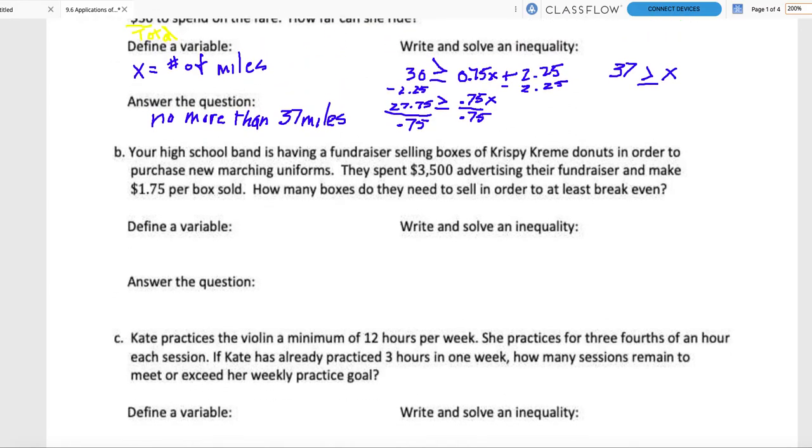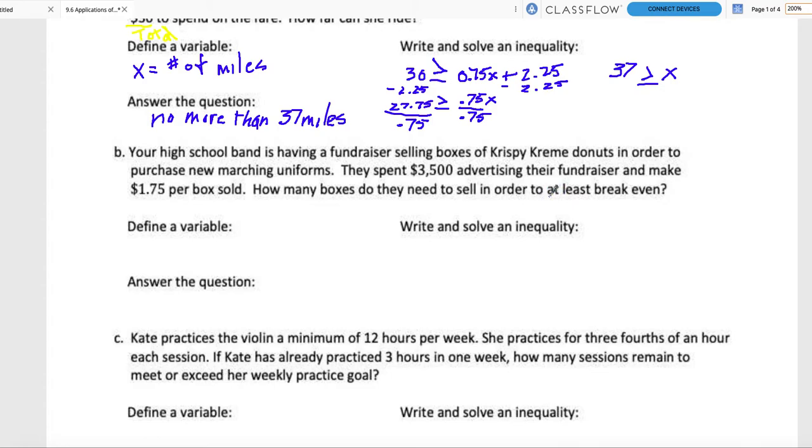Okay, your high school band, marching band, is having a fundraiser selling boxes of Krispy Kreme donuts in order to purchase new marching uniforms. They spent $3,500 advertising the fundraiser, and they make $1.75 per box sold. How many boxes do they need to sell in order to at least break even?